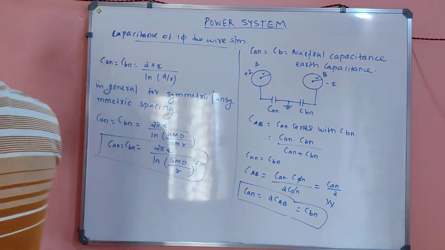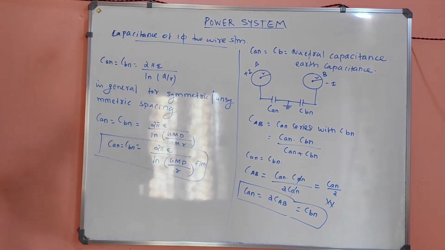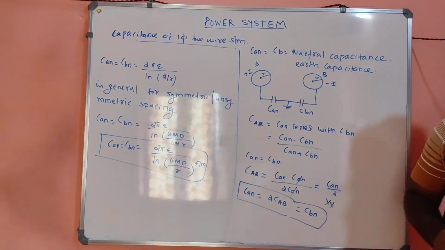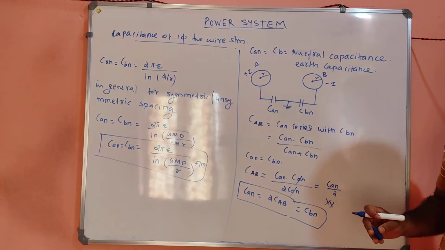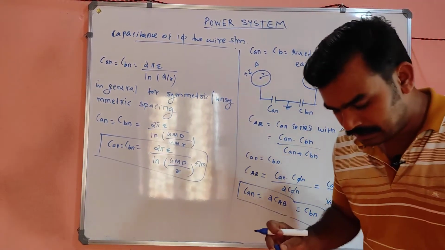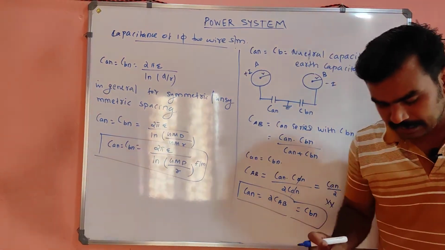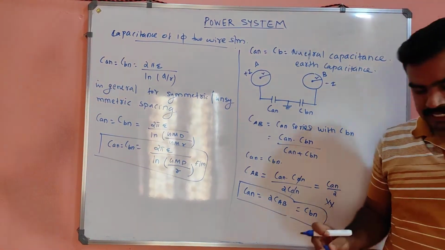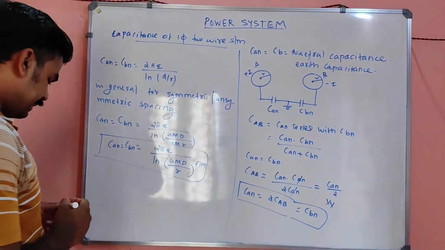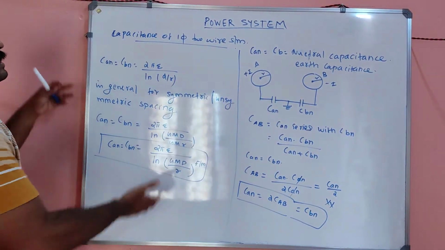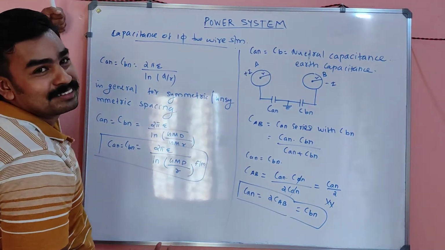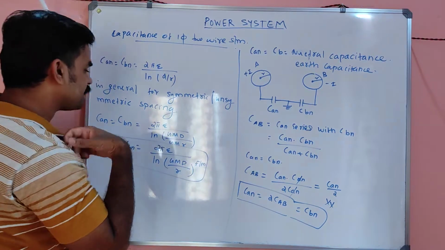So in the capacitance calculation, if you are taking GMR, you don't need to multiply it by 0.778 into r. No need of that. I already told you the reason, so just keep it in mind. So that is all about the capacitance of a single phase two-wire system. We are calculating the per phase capacitance, mind.